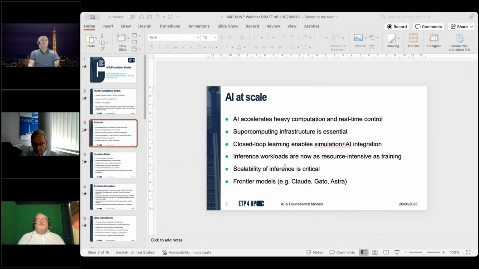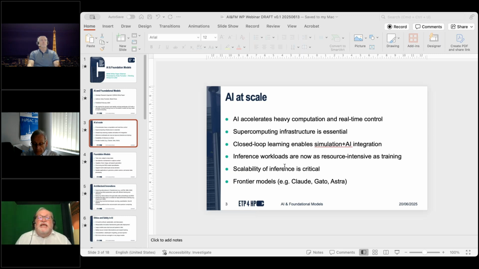So AI at scale refers to more than just training large models. It's about their resilient deployment and integrating them into production grade workflows that are accessible to all. We're seeing an increasing demand in real-time inference, embedding models into simulation workflows, autonomous experimentation, and dynamic decision making, from the very simple to the highly complex.